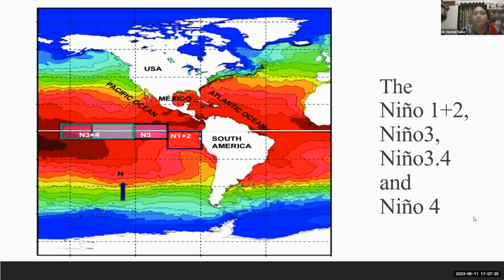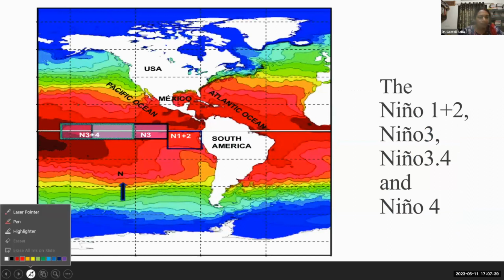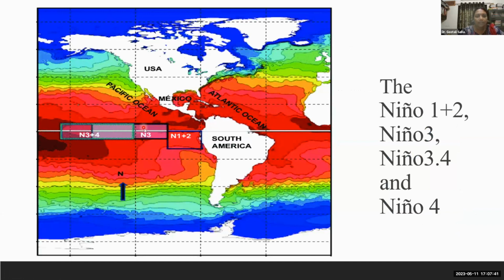Okay, coming to the portion of study, which portion I have studied and where the data has been taken from. These are identified as the NINO 1+2 portion, that is this one. I believe I can have the choice of pointer. Yeah, so this is NINO 1+2, NINO 3, and NINO 3+4. NINO 4 is the one which has the least variation. We'll see as we go through the next slides, on the left-hand side of South America, as evident from this global map.